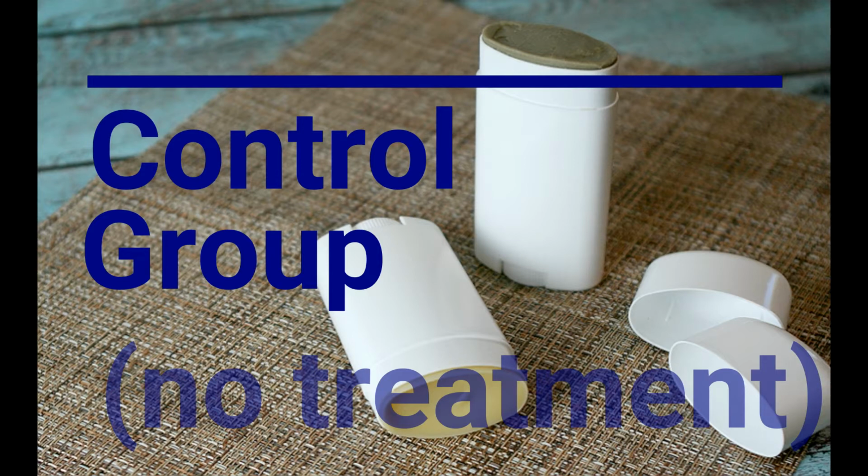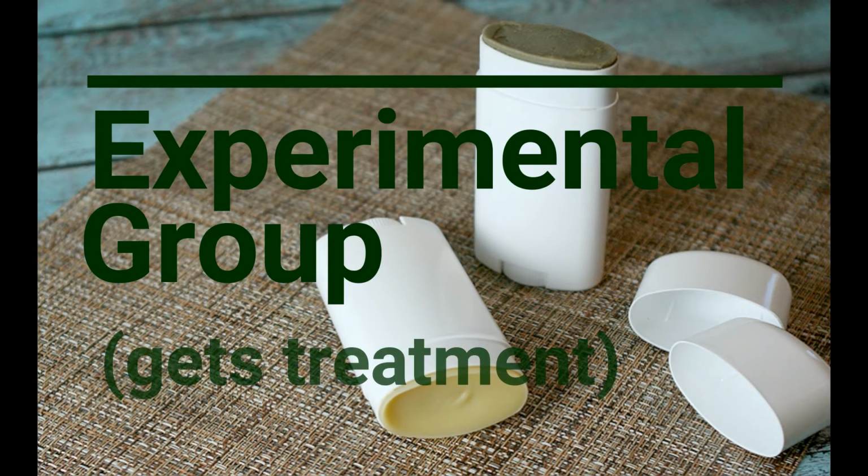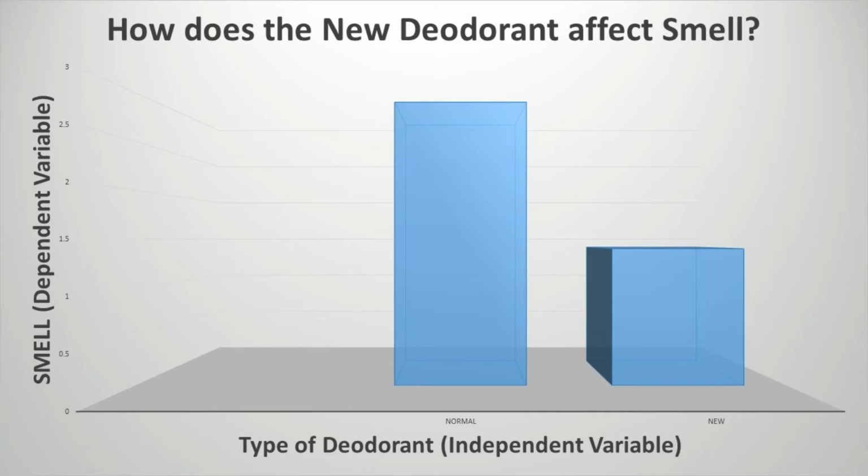Then he can measure the smell of his students after they used his new deodorant. This is the experimental group. They got the experimental treatment. The independent variable here, the one Mr. Plan is changing, is the type of deodorant. The dependent variable is the one he's measuring, the smell, because the smell depends on the type of deodorant they used.